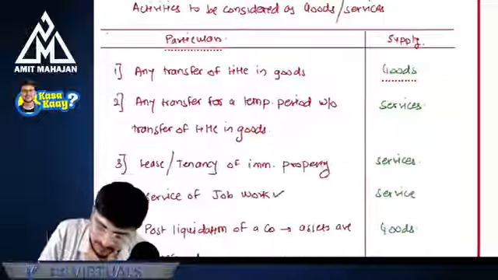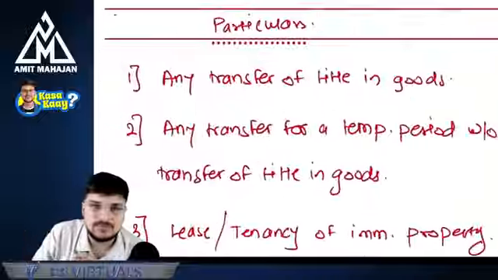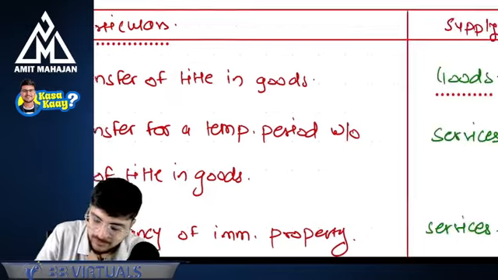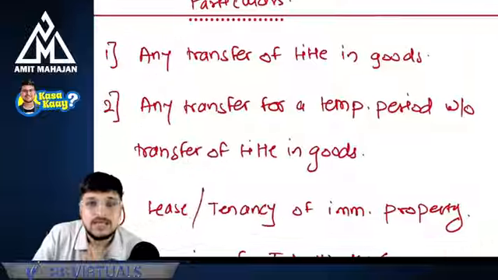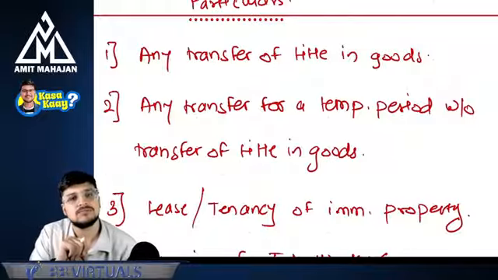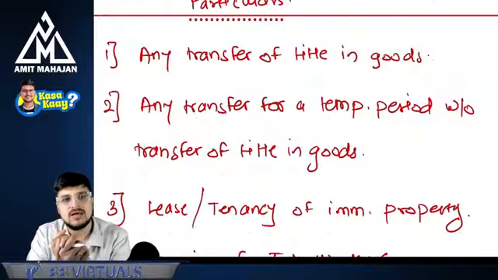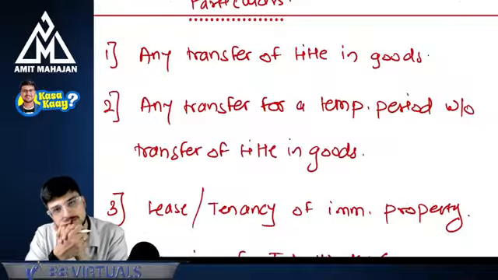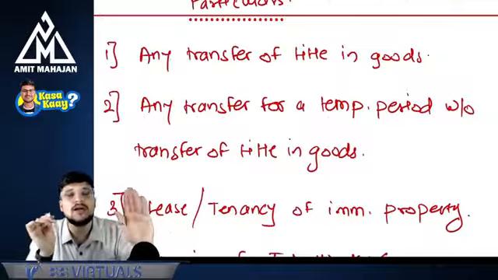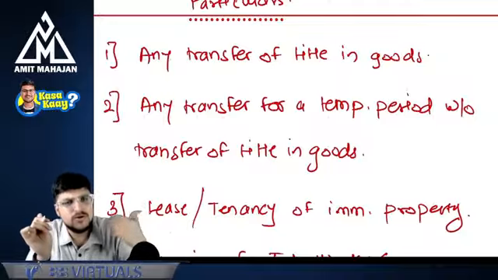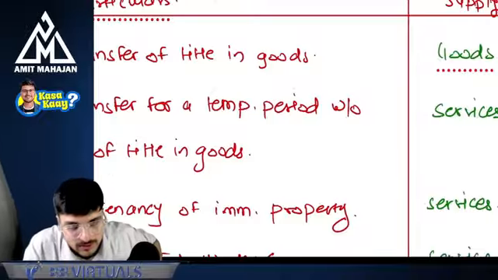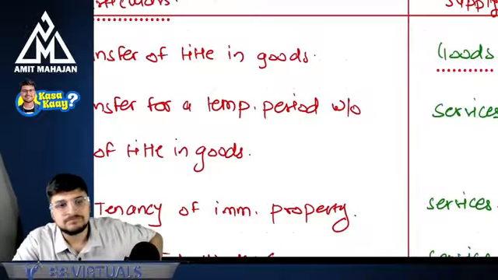Understanding? Let's see. Number one, any transfer of title in goods, which means ownership has been transferred, right? So this is supply of goods. Simple. Number two, any transfer for a temporary period without transfer of title in goods. If it is given for a temporary period, it will be similar to renting service. I have given this on rent, I'm going to get it back. So this will be what? Service and not goods.